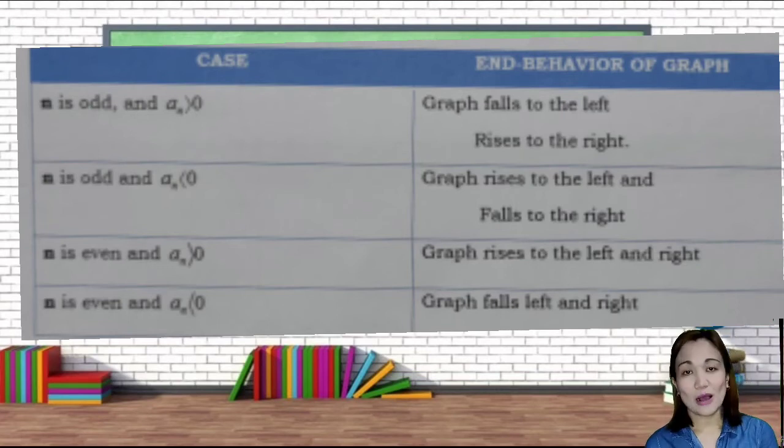Okay? So kapag ang degree ay odd pa din, 1, 3, 5, 7, 9, 11 and so forth and so on. And the leading coefficient is negative. Then the graph rises to the left but falls to the right. Okay? So, baliktad siya ng una. Next case. Case number 3.